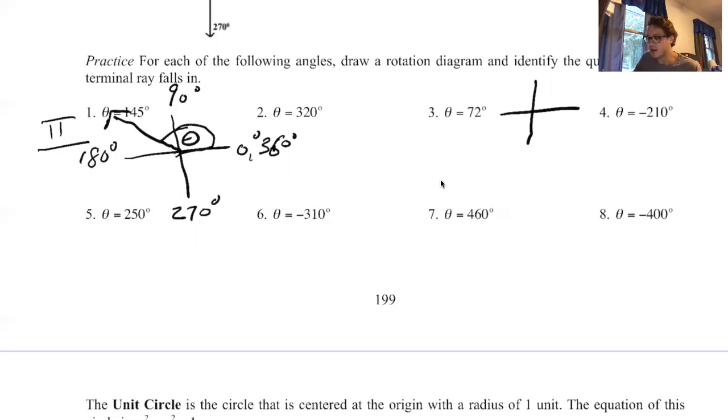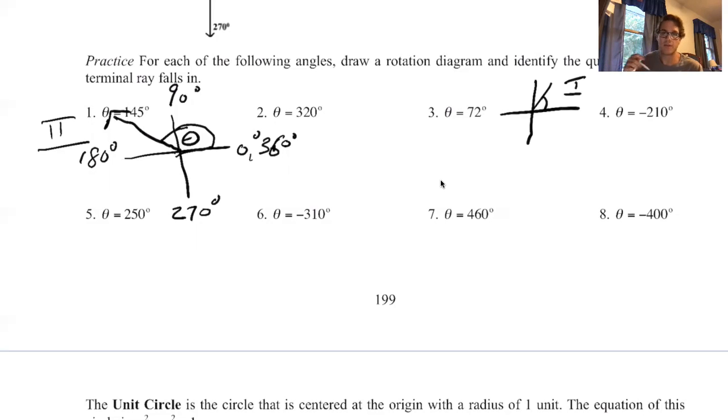We start at 0 degrees, and the next checkpoint is 90 degrees. 72 is less than 90, which means I'm just over here somewhere. Okay, that's my angle, which is just in quadrant 1. And so when we have angles that are just between 0 and 360, it's really easy. We just count around, right?